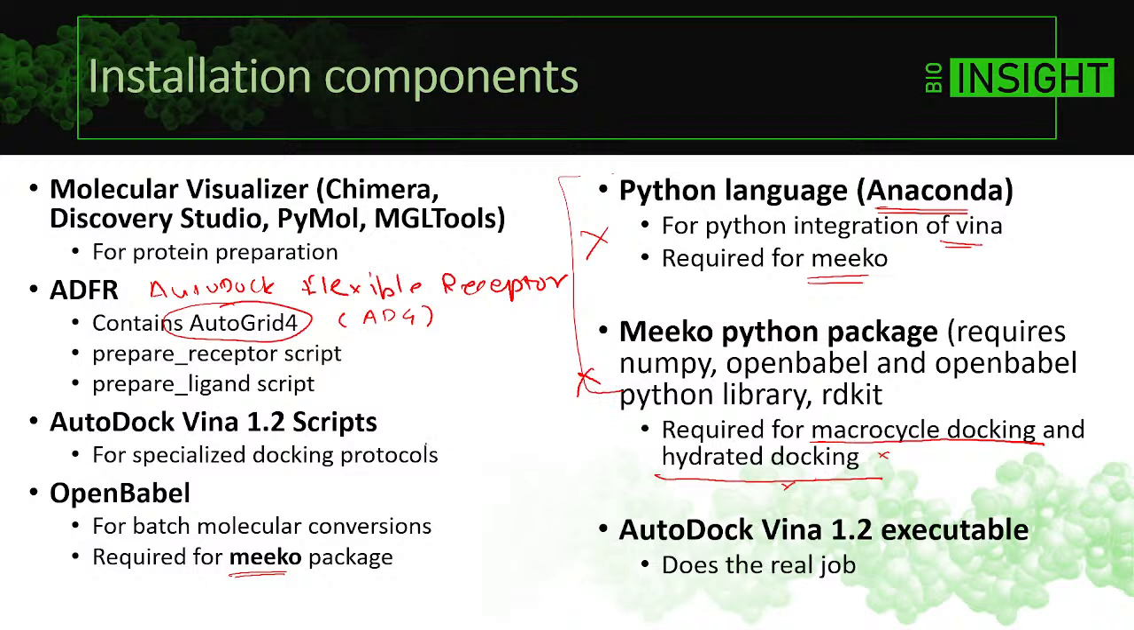If you are still going to go for very basic protocols, even these scripts can be skipped from downloading. So the only thing you will need is some program to visualize your proteins, and ADFR to prepare these things. If you already know how to use the AutoDock tools to prepare your receptor and ligand, even this you can skip. So the only thing you will need is some visualization program and the AutoDock Vina executable. That's the only thing you're going to need for installation.